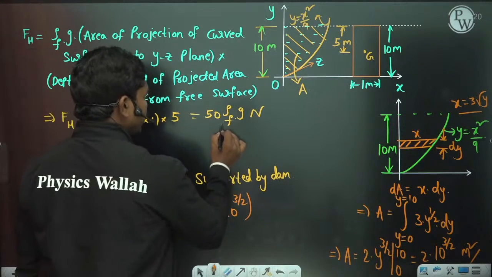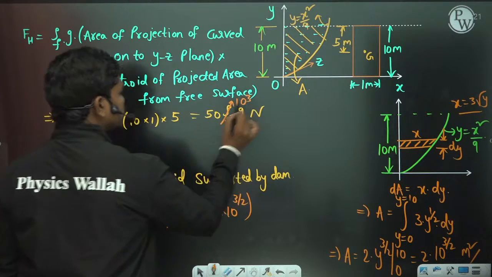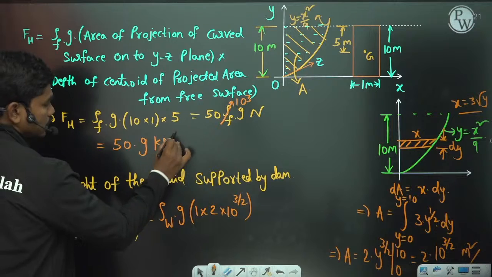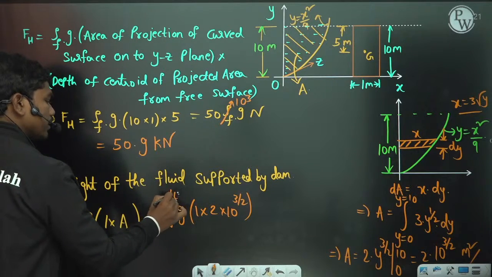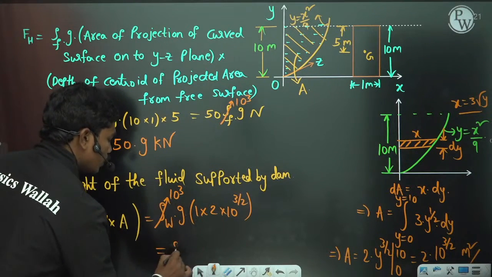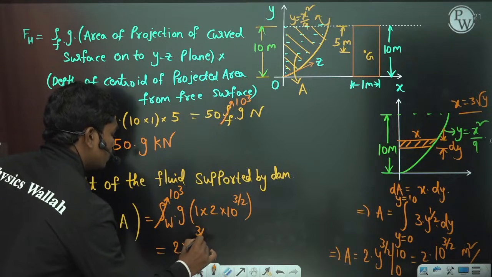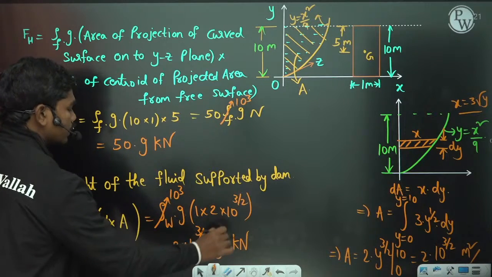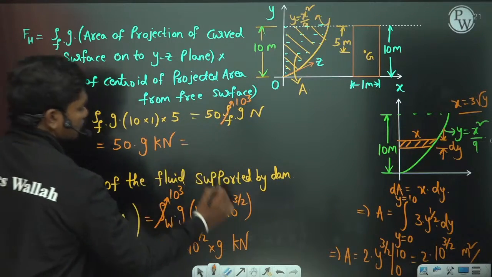So let us suppose if I take this as 10 cube, then this can be written as 50 times of acceleration due to gravity kilonewtons. And if I take this as 10 cube, for example, then this can be written as 2 into 10 to the power 3 by 2 times g, these many kilonewtons. Okay, because this 10 cube we are converting to kilo, that's it. Okay, so let us calculate these two values.